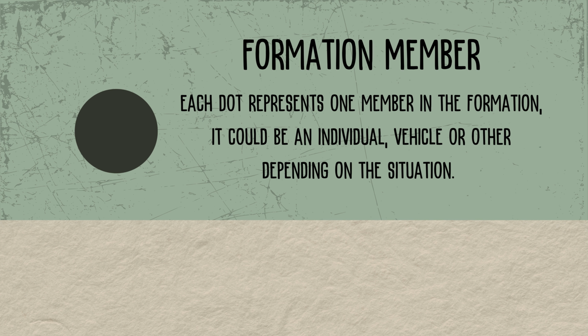But depending on the context in which these small unit tactics are being employed, each dot in the diagrams we're going to show you could represent something different. It could be an individual, a vehicle, or a flight, all dependent on scale.